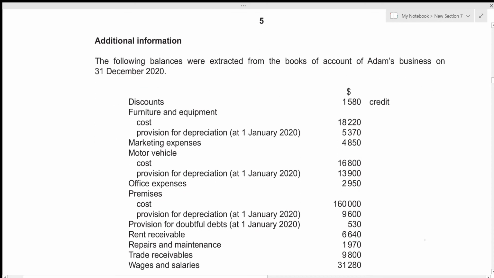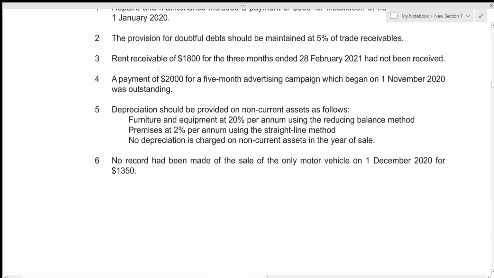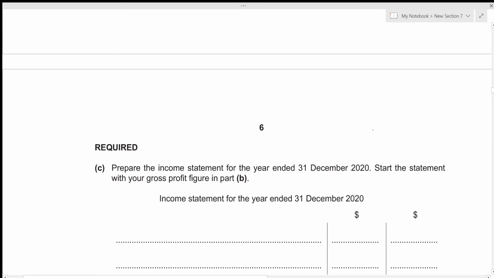We're given additional information, and the balances were extracted from the books of accounts of Adams Business on 31st December 2020. Alright, let's first have a look at this question. So we need to prepare an income statement for the year ended 31st December 2020. And we need to start the statement with our gross profit figure that we figured out in the second part.